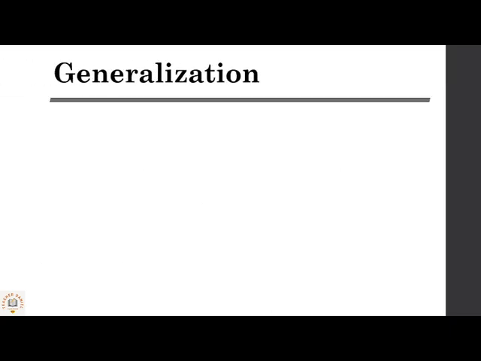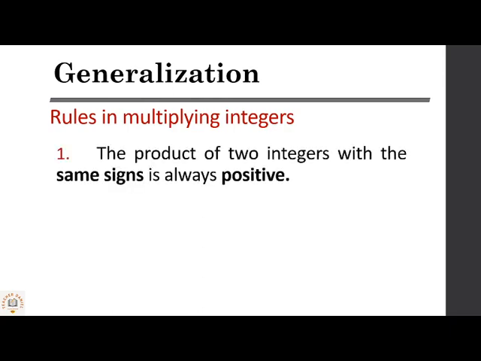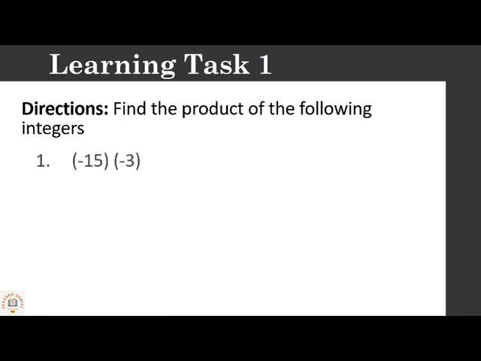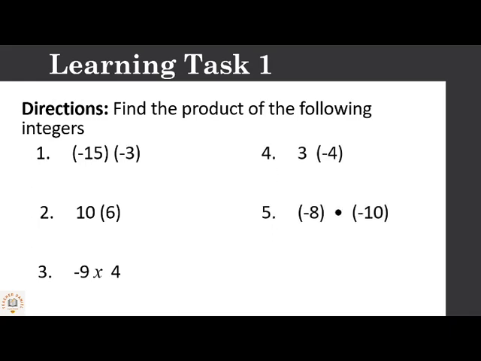So, don't forget the rules in multiplying integers. Number 1, the product of two integers with the same signs is always positive. And the product of two integers with different signs is always negative. So for your learning task, find the product of the following integers. You will answer this on a sheet of paper.